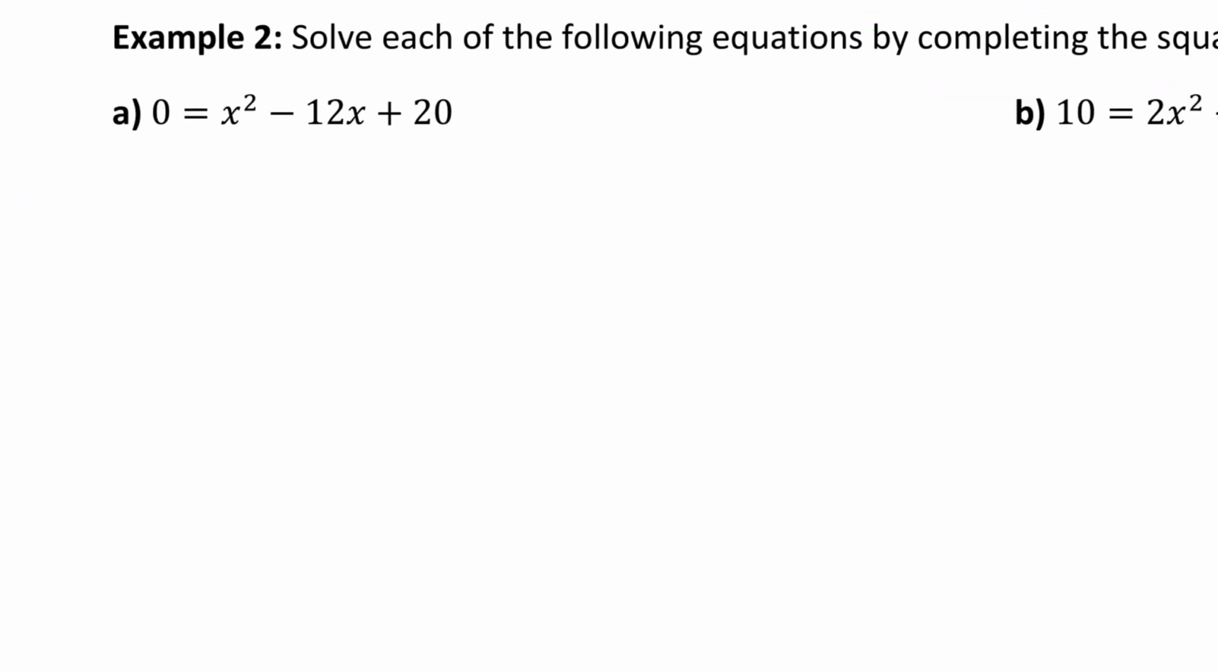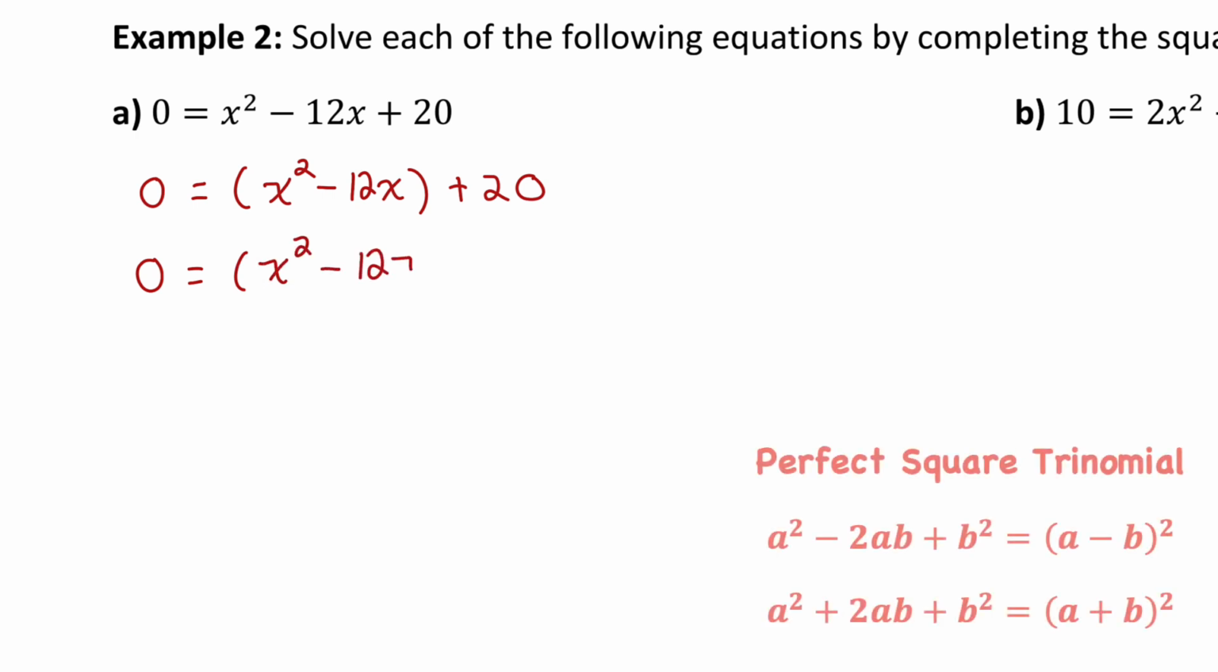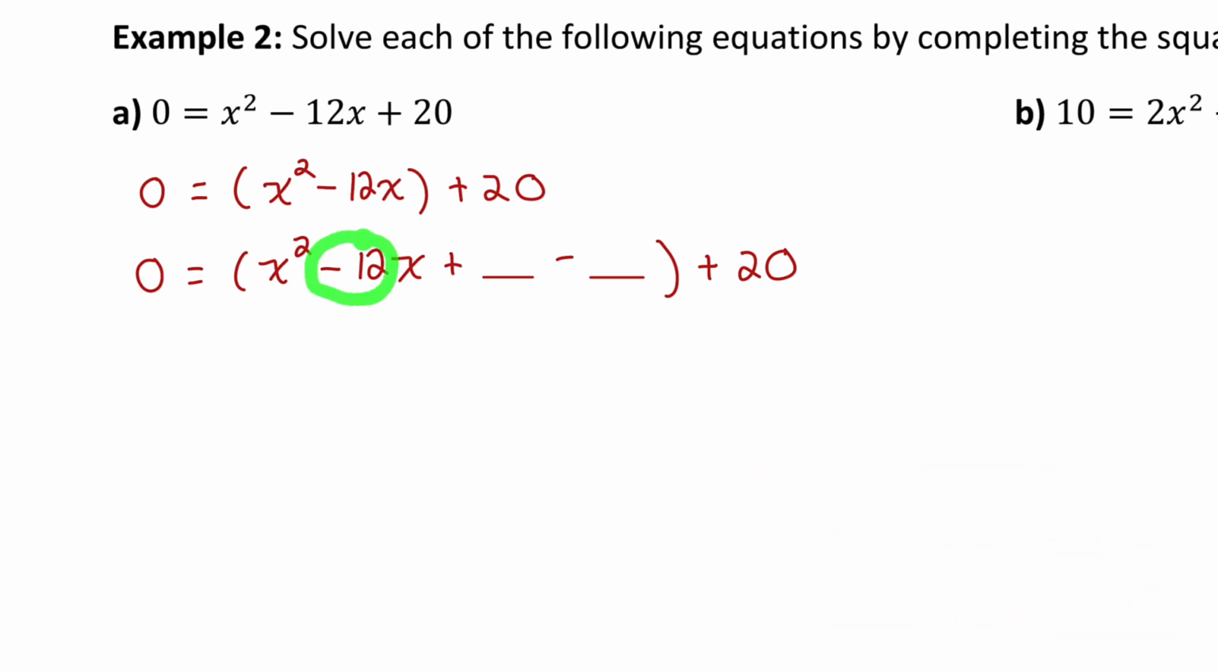To solve it by completing the square, I have to get it into vertex form. And to do that, I'll put the first two terms in brackets. Nothing other than a 1 in front of the x squared, so I don't have to common factor anything out. But I do have to add and subtract in the brackets a value that will turn this quadratic into a perfect square trinomial. To find that number, I'll take the coefficient of the x, negative 12, I'll cut it in half, and then square the result. Half of negative 12 is negative 6, square it, I get 36. So I need to add and subtract 36 in the brackets.